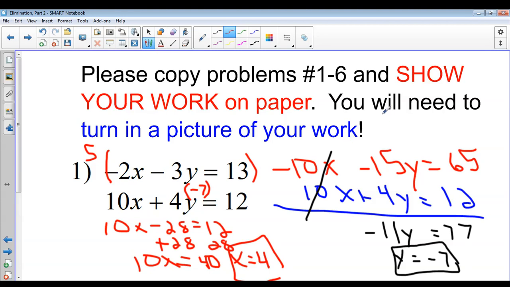So our solution for that problem, I'm going to write it over here, is going to be 4 comma negative 7. And you should take out a calculator or your brain and just make sure that it works, right? Negative 2 times 4 is negative 8. Negative 3 times negative 7 is 21. And 21 minus 8 is 13, so it definitely works. So that was number 1. You should have that one written down on your paper. Your name should be on it. And I'm going to do 3 more problems with you.